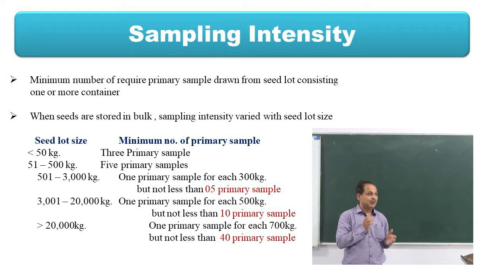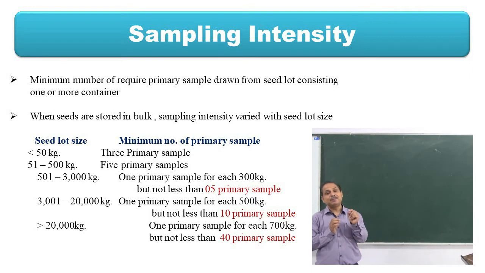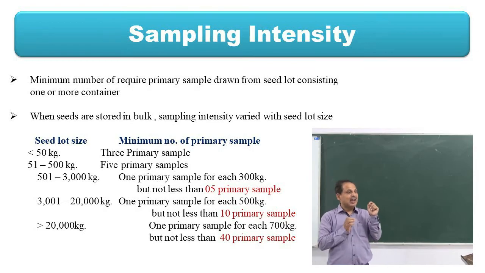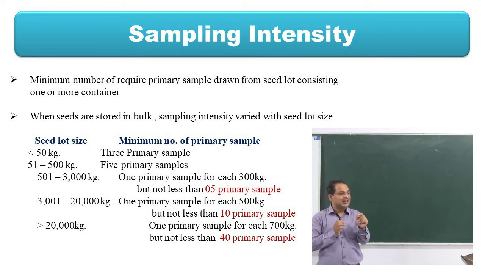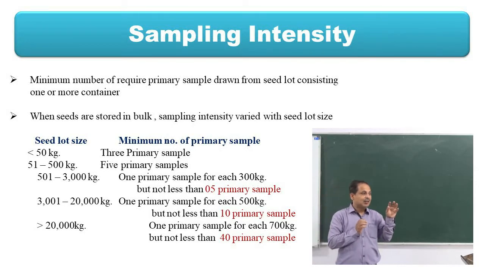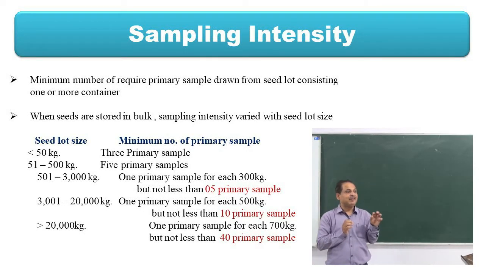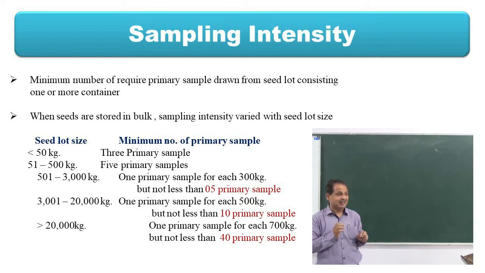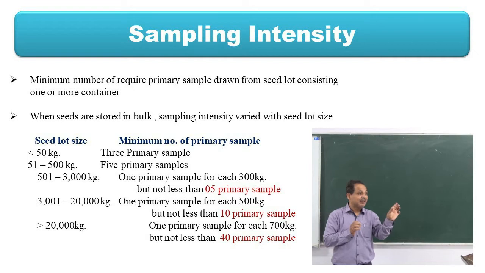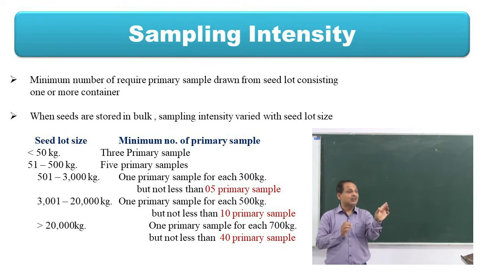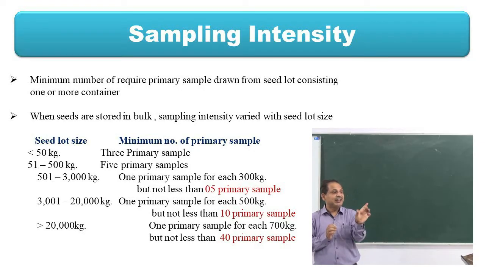If it is 501 to 3000 kg, then 1 primary sample has to be taken for each 300 kg, but it should not be less than 5 primary samples. Here, we should understand better that the seed lot size is 501 to 3000 kg.